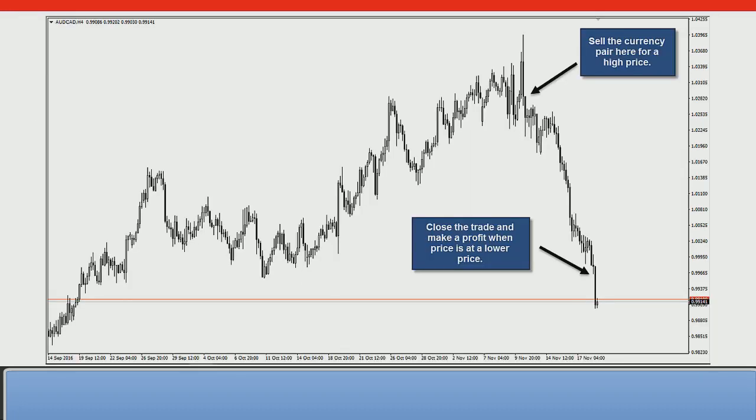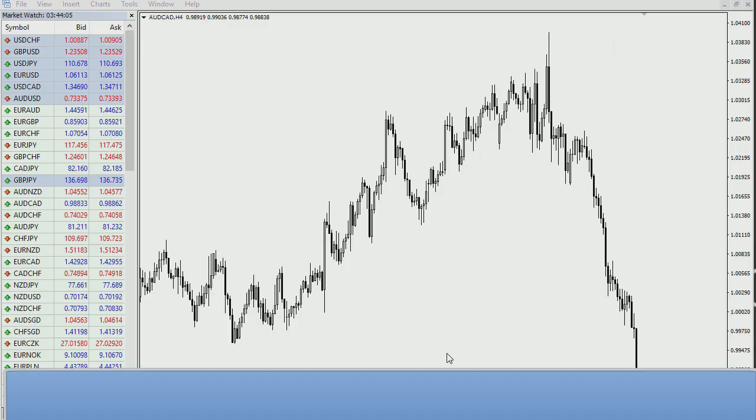But as I said, you can also make a profit when price goes down. For that you have to enter a sell trade. So you can sell at the very high here, the first arrow shows that, and you can close the trade later on when the price has gone down. And so even though you don't own the currency in the first place, you can still make a profit when price goes down when you enter a so-called short or sell trade.